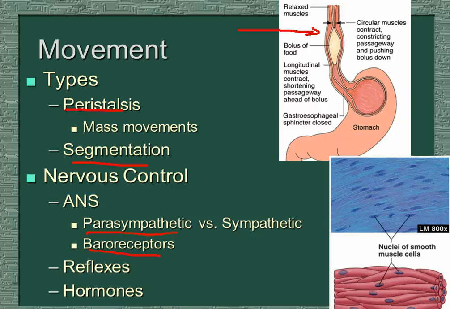Anyway, okay, so there's going to be a lot of reflexes here, and boy, are you going to see hormones. Okay, good view again of smooth muscle right over here.